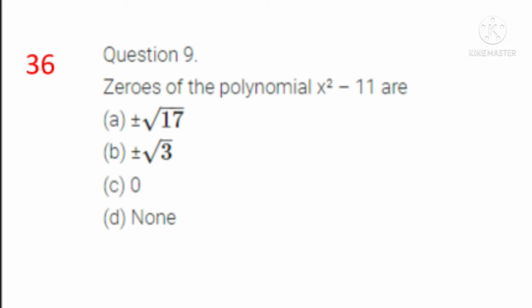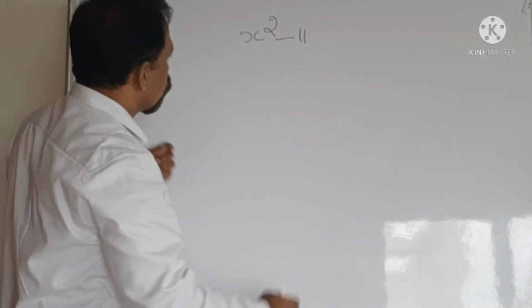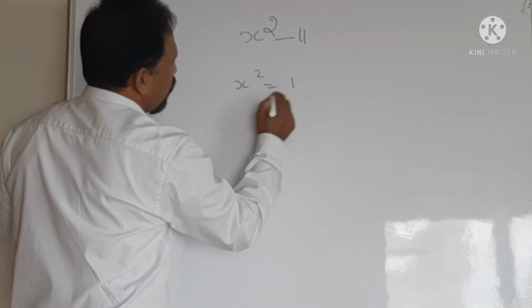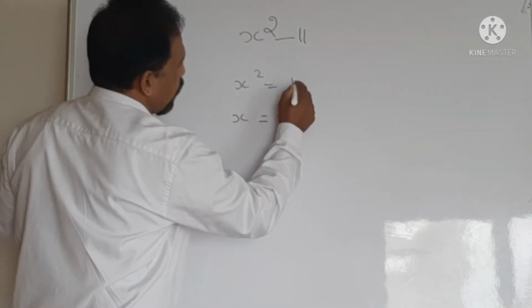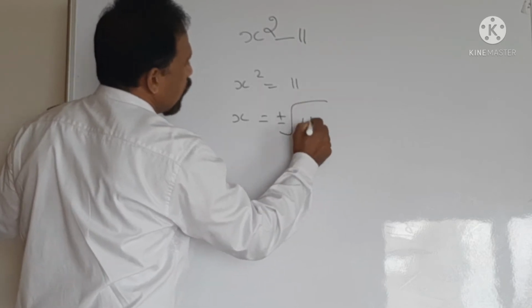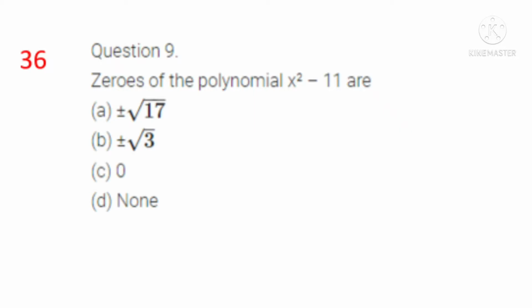Question number 36. Zeros of the polynomial x squared minus 11 are. So in this polynomial, x squared will be 11, x will be plus or minus square root of 11. This option is not there in A, B, C or D. Therefore, none of the above will be the correct choice.